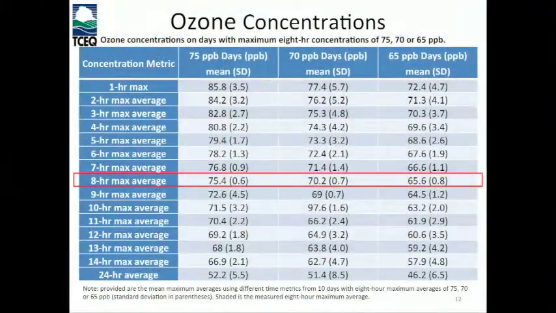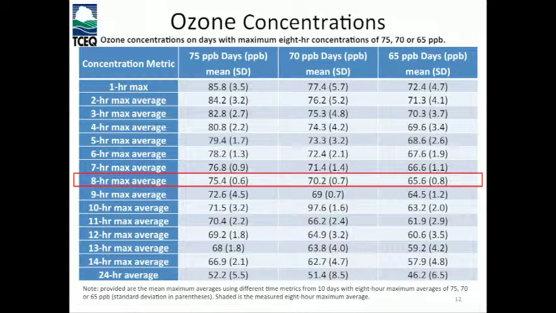But I just wanted to put that into the context of what these concentrations really mean when we're monitoring and what we're talking about. What I did was I took, so we can start looking at the concentrations, if you had a 75, a 70, or a 65 part per billion day in Texas in 2014, I took 10 days where the 8-hour maximum average was either 75, 70, or 65. And I looked at what the maximum average was for these different averaging times.